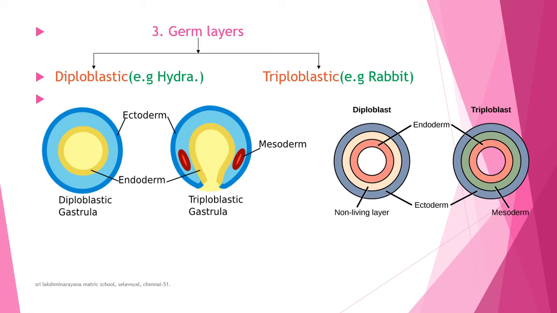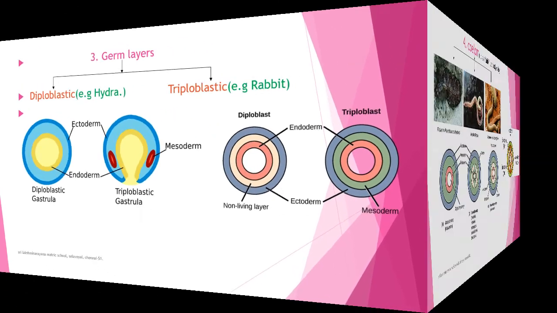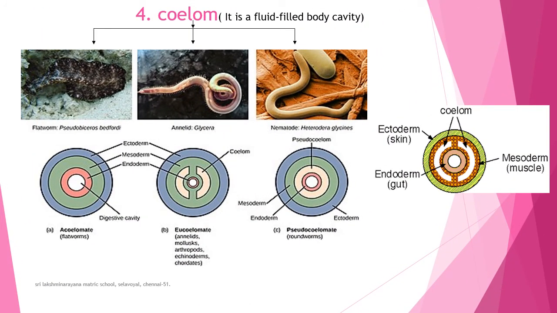Organisms with three germ layers, ectoderm, mesoderm and endoderm, are called triploblastic animals. Example, rabbit. Next is coelom. It is a fluid-filled body cavity. It separates the digestive tract from the body wall. A true body cavity or coelom is one that is located within the mesoderm.